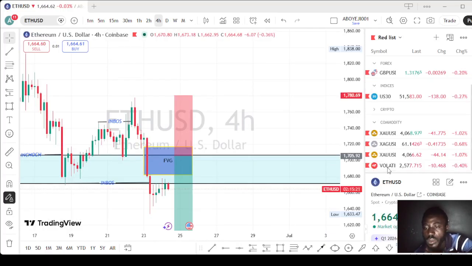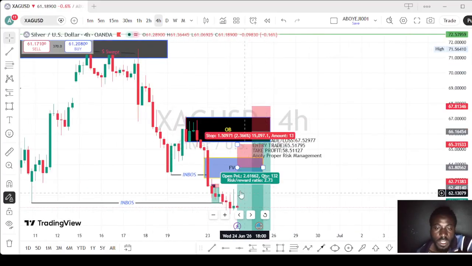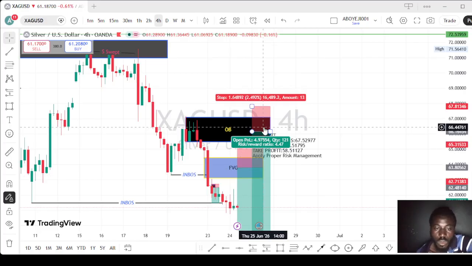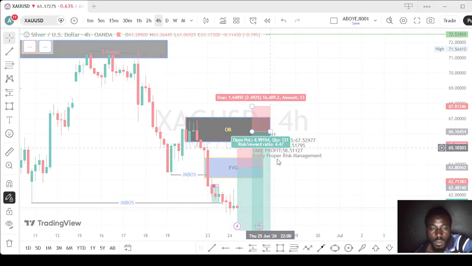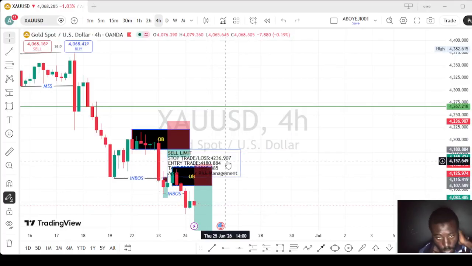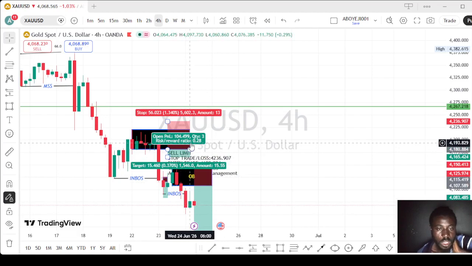On gold, what are we doing? On silver, we are selling. Either we are expecting the market to mitigate this FEG or to come to this other block on 4 hour time frame. On gold, we are expecting the market to mitigate this minor order block the 4 hour gave us, or to this order block that it gave us yesterday.